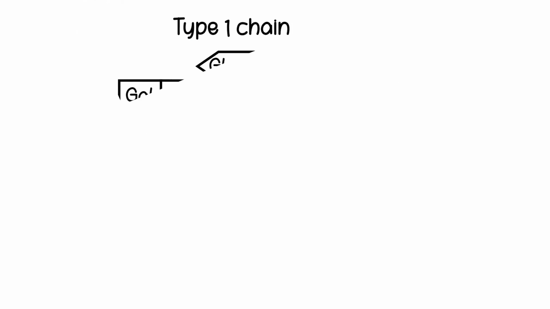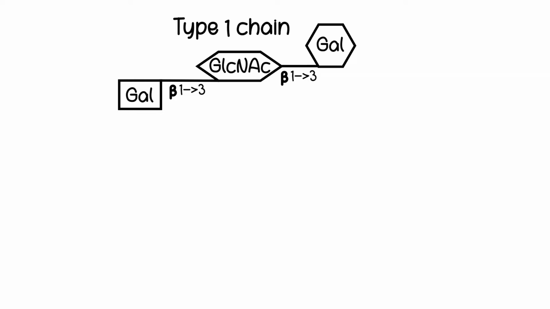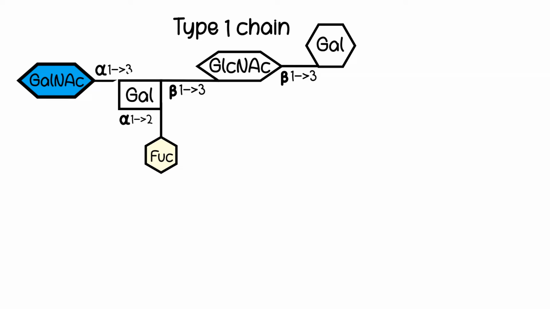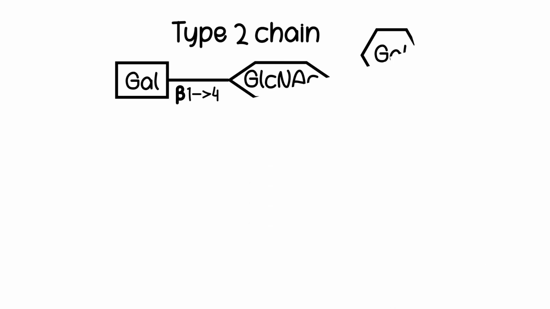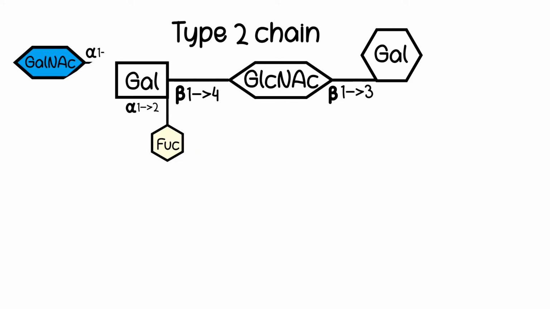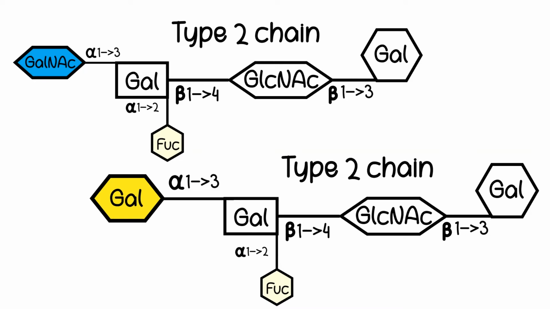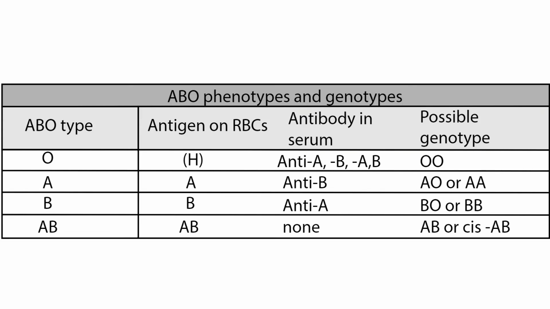Let's put all the bits and pieces of information together. Here's the type 1 chain with H sugar and with the A or B sugar added onto it. And here is the type 2 chain with H sugar and with the A or B sugar added onto it. Here is a summary table for ABO phenotype and genotype.